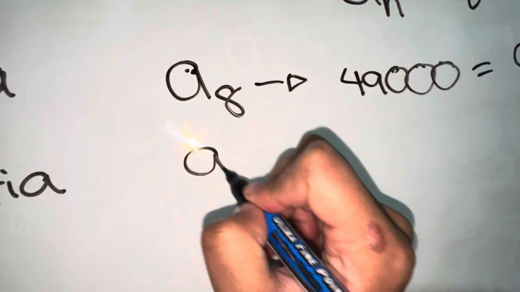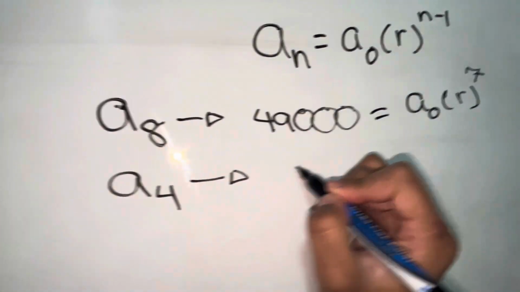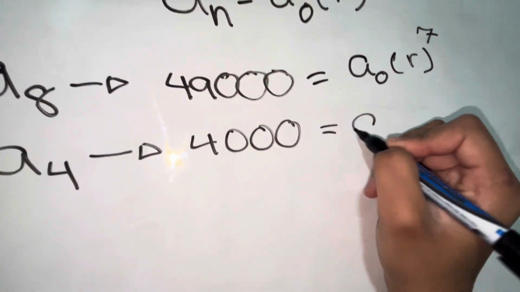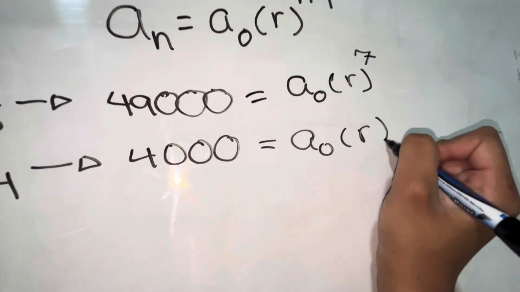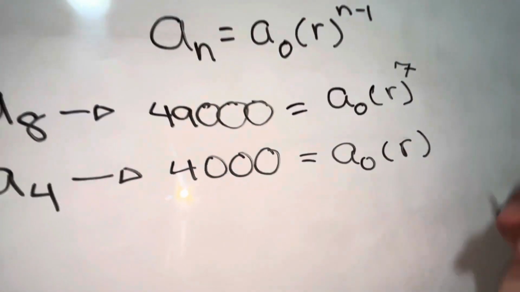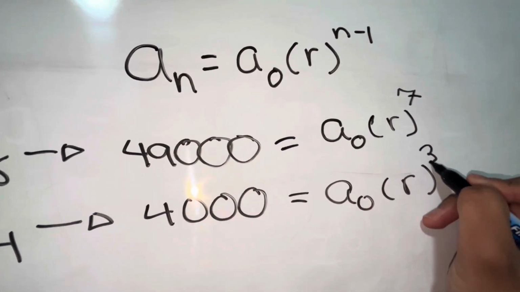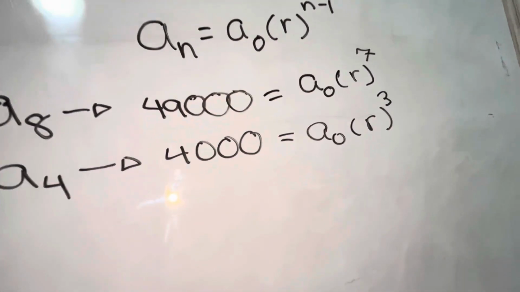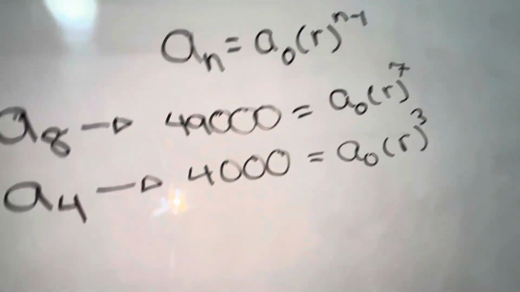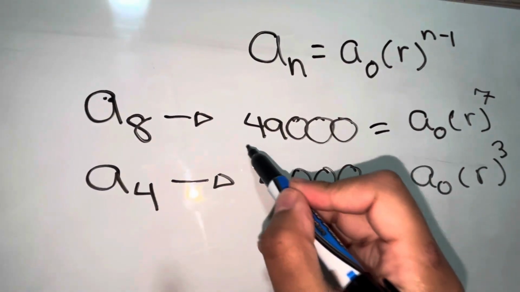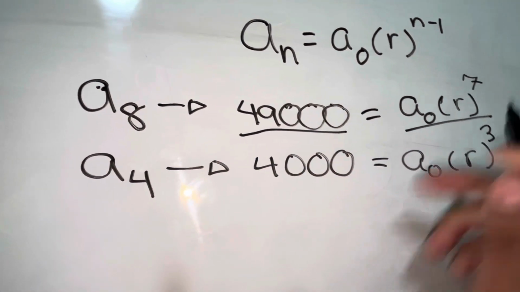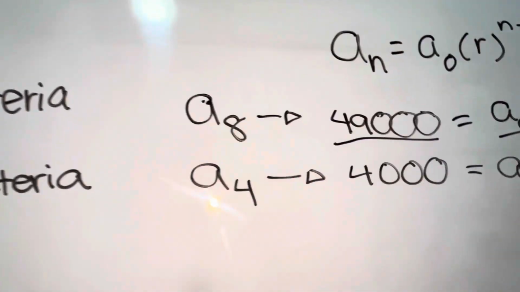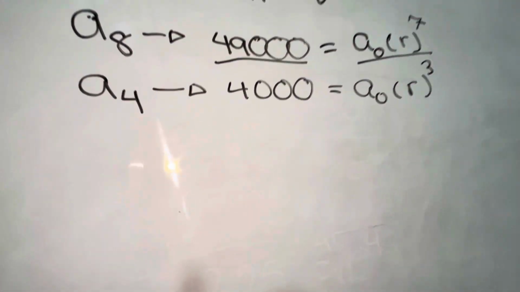The next thing we're going to do is a_4. So 4,000 equals a_0 times r, and because n equals 4, you're going to do 4 minus 1, which is then 3. So now we have these two equations, but how do we find day 6? That's the next thing that we're going to get into. So we're going to divide the two. We're going to divide day 8 and day 4, or a_8 and a_4.